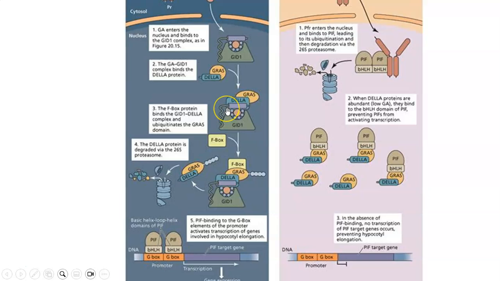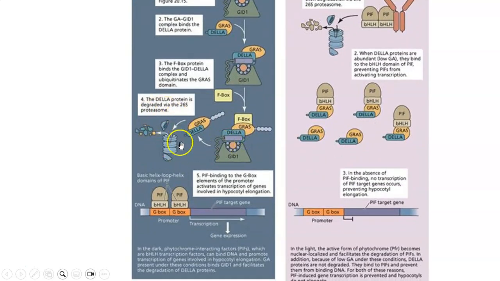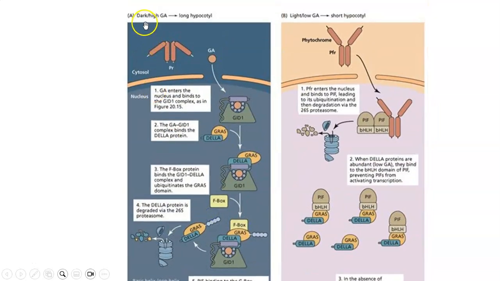We know that the ubiquitin ligase, that is the F-box protein, will come and bind to this GRAS and DELLA. What it will do is add ubiquitin tags to the GRAS domain of the protein, thereby leading to proteasome-mediated degradation. So at this stage, the phytochrome interacting factor, that is the transcription factor, becomes free, which can go and bind to the G-box elements present in the gene via basic helix-loop-helix and carries out gene transcription. That's the reason we say in the dark condition, high GA, long hypocotyl.